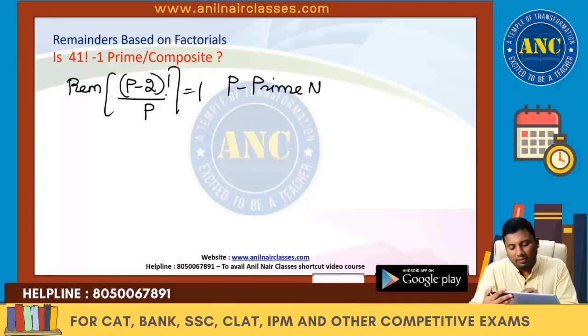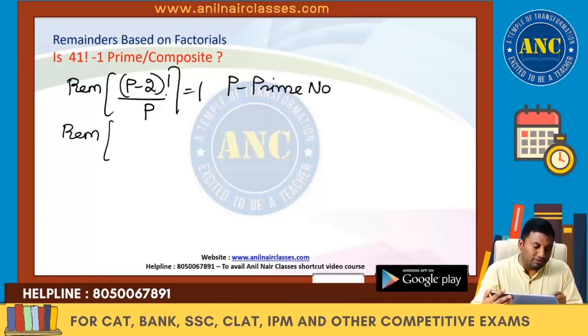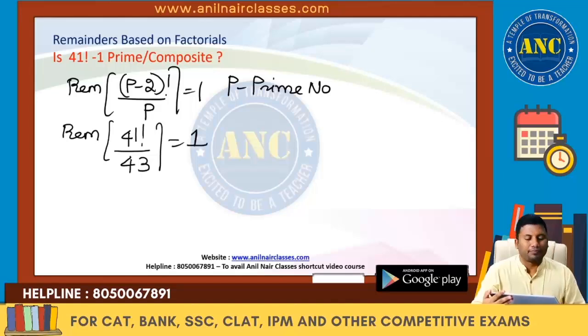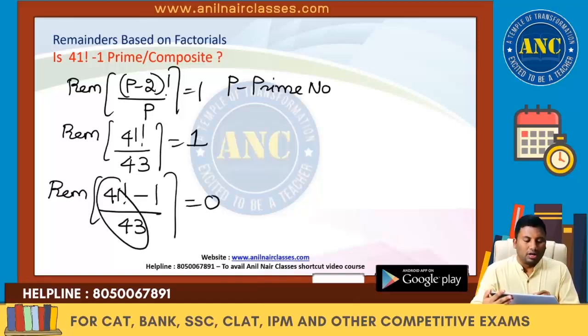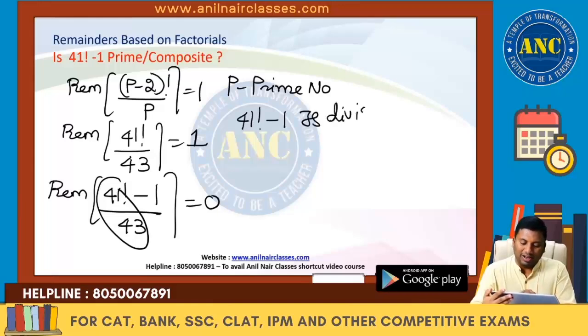When p is a prime number. So if I use this concept, the remainder of 41 factorial divided by 43 is always 1. So if the question is 41 factorial minus 1 divided by 43, here it is 1 minus 1, which is 0. That means 41 factorial minus 1 is divisible by 43. Are you all with me?